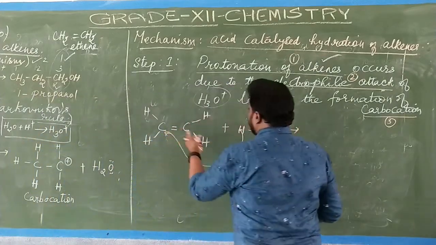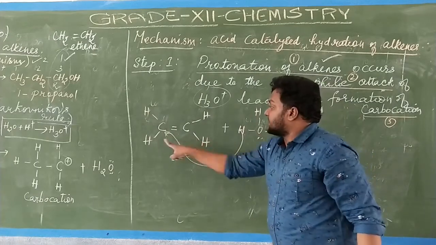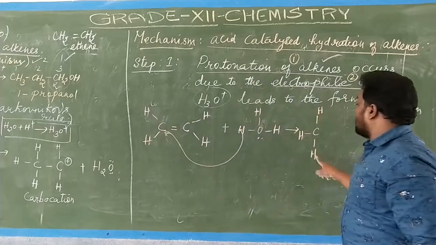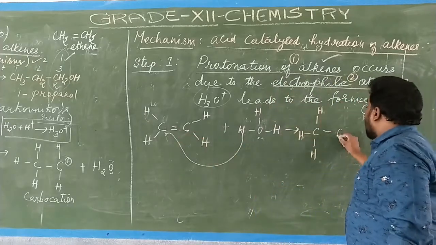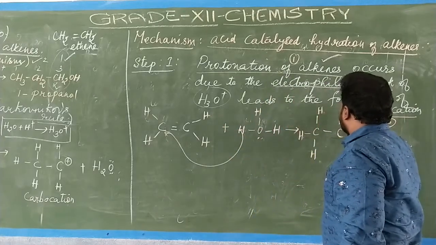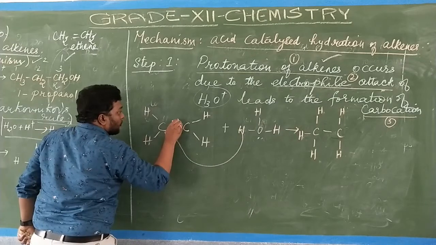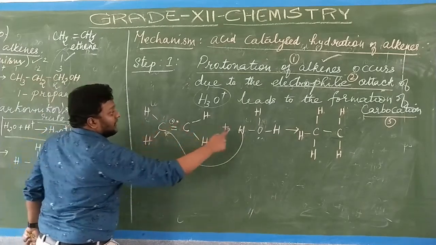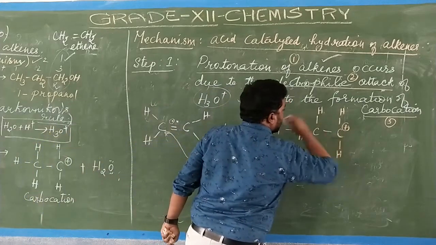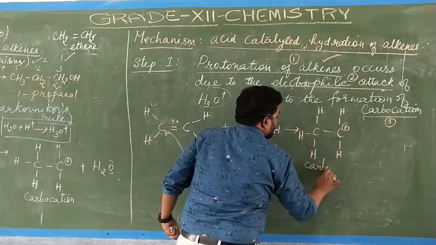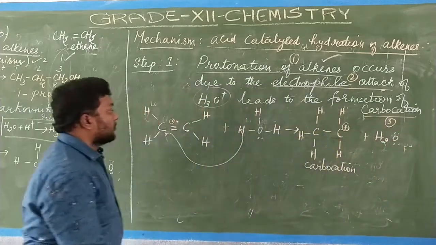As a result, what product do we get? This hydrogen gets attached to the carbon, so the double bond is reduced to a single bond, with the carbon bearing two hydrogens. The single bond is formed by covalent sharing of two electrons. The other carbon has one electron and no group attached, so it can be represented as plus. This is called a carbocation, plus H2O molecule being removed.